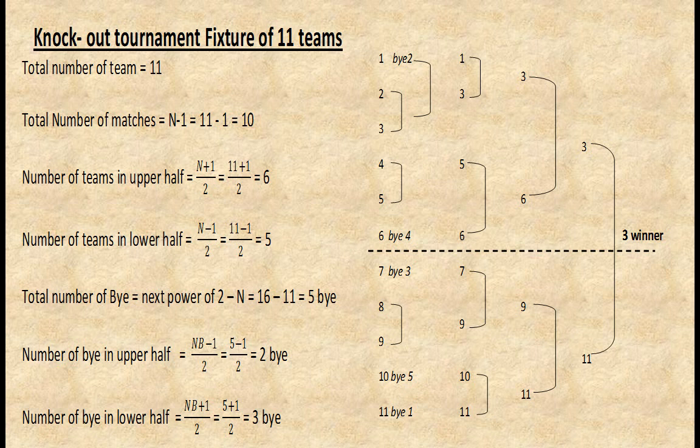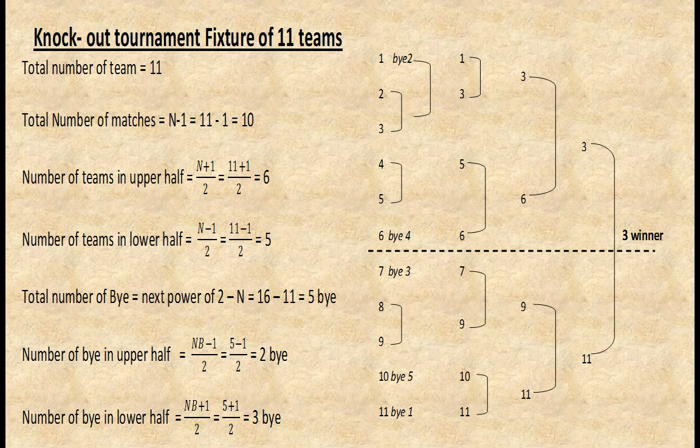Now we will distribute the byes. How many byes we have to distribute? 5. So first bye, where we have to give? You know, first bye we will give to 11 team. Why? Because first bye we have to give to the last team of lower half.